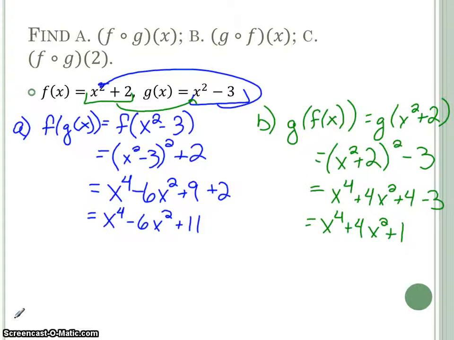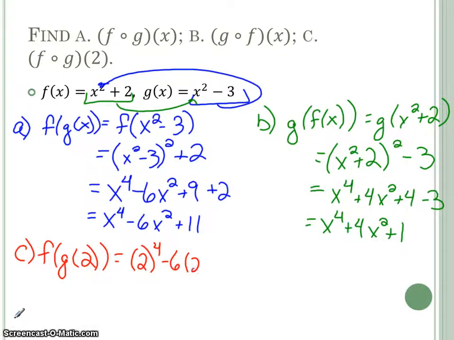All right, so now we want to find f of g of 2. Are we feeling confident that this is good? I think so. All right, so we're going to replace each x there with the 2 instead. We'll have 16 minus 24 plus 11. So 27 minus 24. I think that works out to be 3.